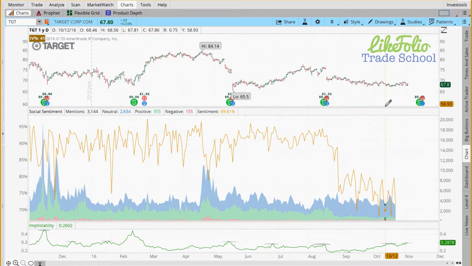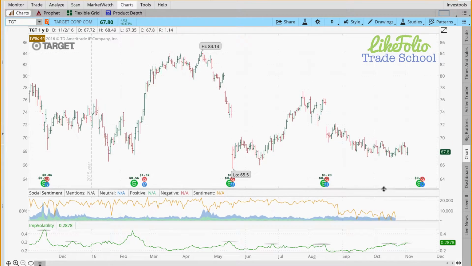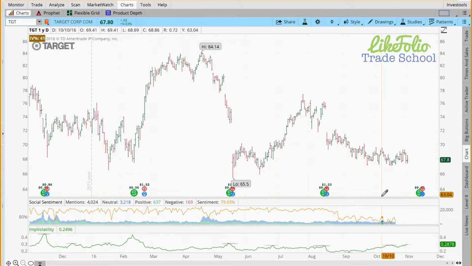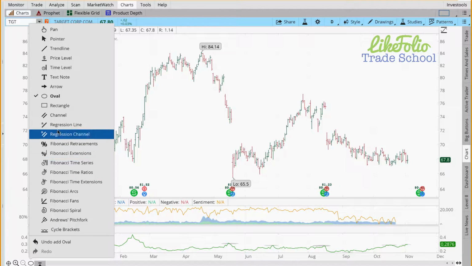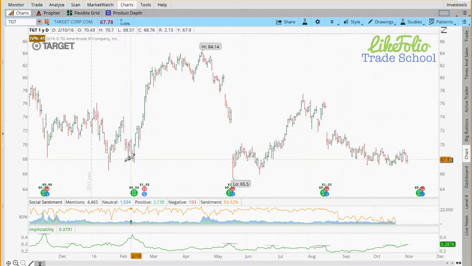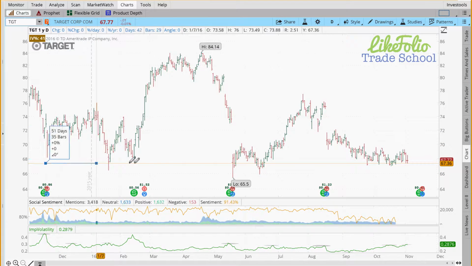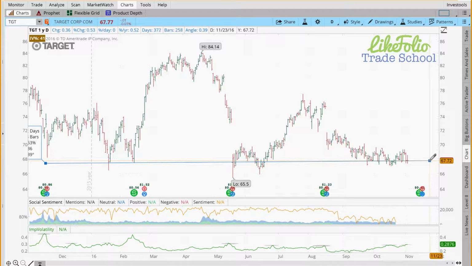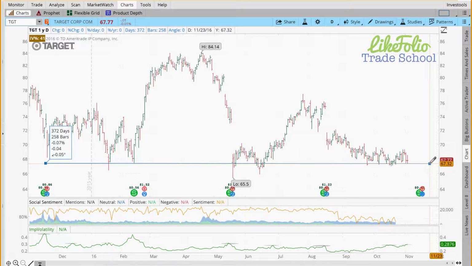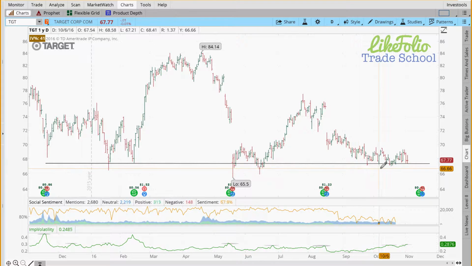Next, we want to take a look at the price chart. So let's put some shine on the price chart. Here we are looking at TGT 1-year daily bars chart. I'm going to pull out the trend line tool. First thing that jumps way out at me is that we have a lot of support right around this level here. Again, we don't want to look at precise price points as our support level, just general areas.